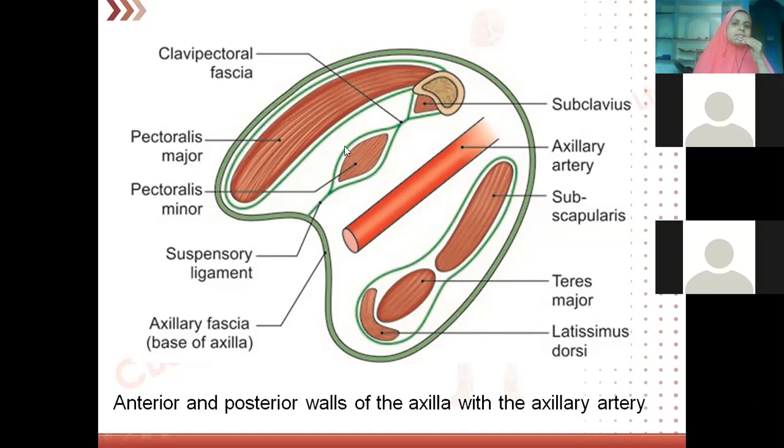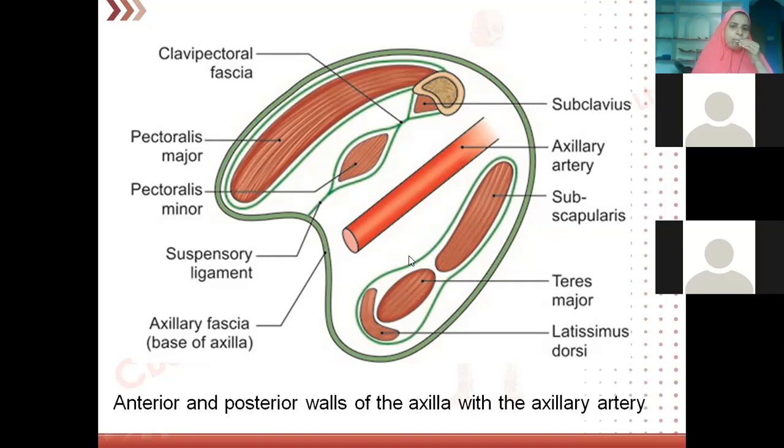All these muscles we saw when we were doing the pectoral region. Now coming to the posterior boundary, these are the muscles which are attached to the scapula behind. If you remember the costal surface of the scapula, what is the muscle we had in the costal surface? Subscapularis. Then along the lateral border we have teres major, and along the inferior border we have latissimus dorsi. So this forms the posterior boundary.